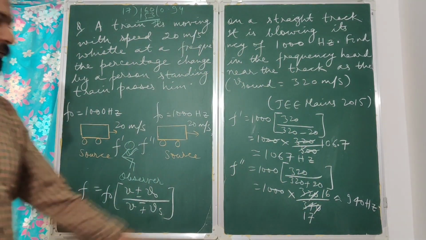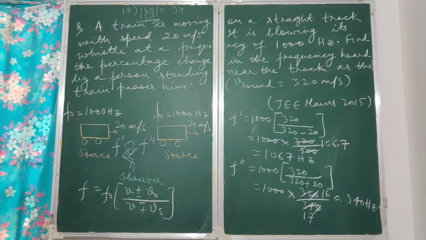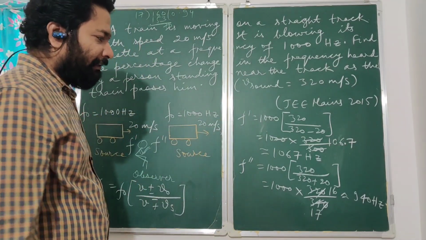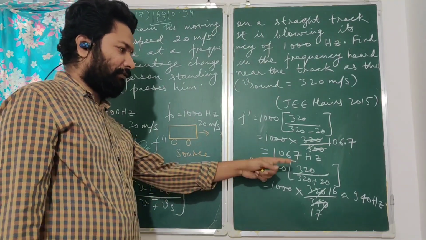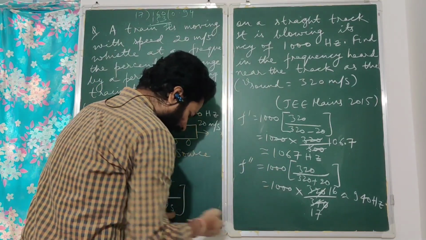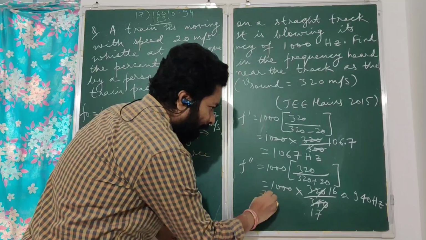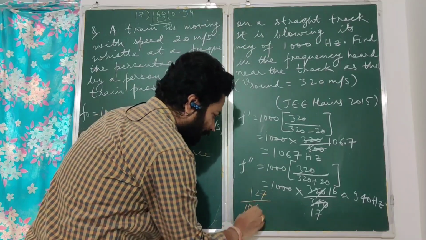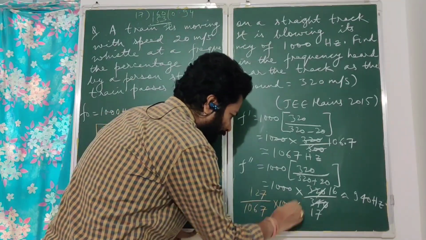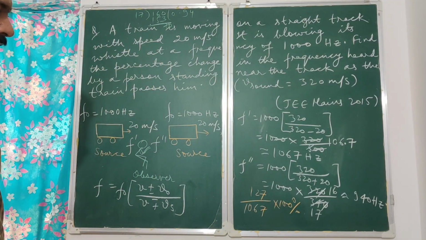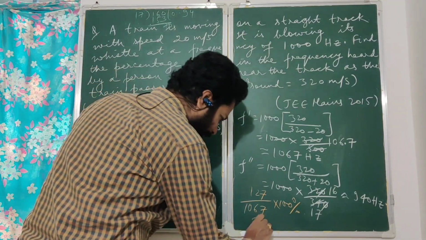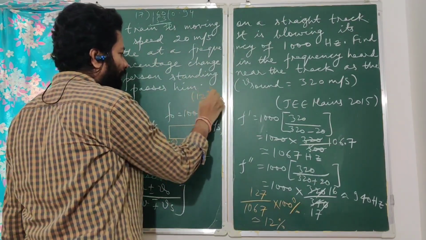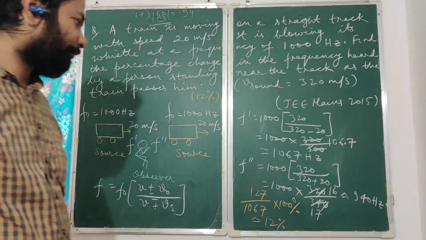So now what is the percentage difference between both of them? Can we find it out? So once we have calculated both the frequencies, what will be the percentage change in the frequency? First we'll find out the change. What is the change here? Difference. So we'll write it 127 over the original 1067 into 100%. Calculate it. How much will it come? It will come approximately around 12%. So the answer for this question will be 12% if you match it with the options.